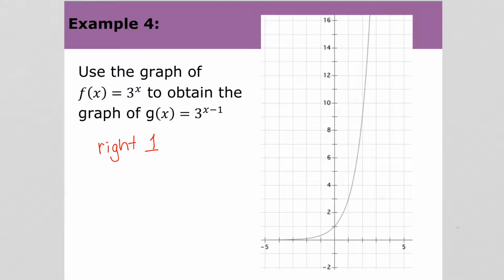So every point, like this point 0, 1, is going to move to the right. And then let's see, where's it crossing again? Not till up at 2, 9. And it's going to move to the right. And so if we find a point, say right here, that's going to move to the right one. And so now I think we can draw a fairly good graph of y equals 3 to the x minus 1. Everything just moved over to the right one.